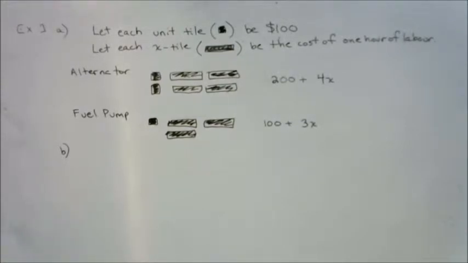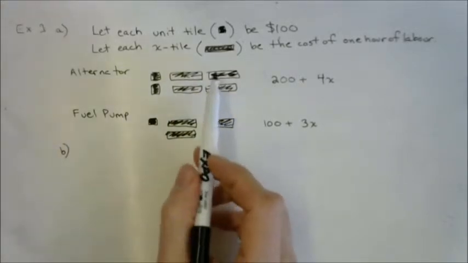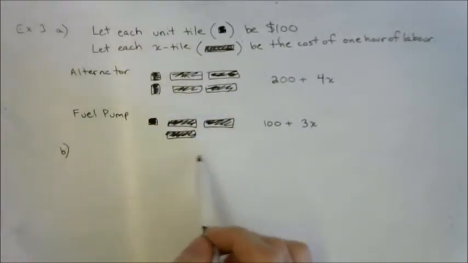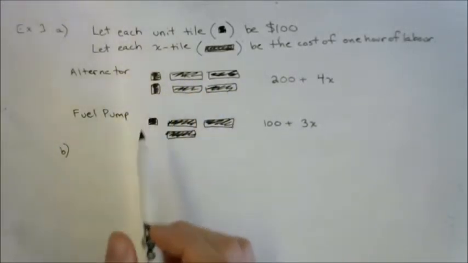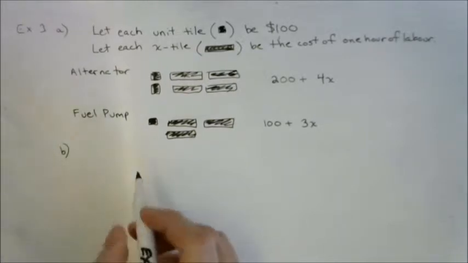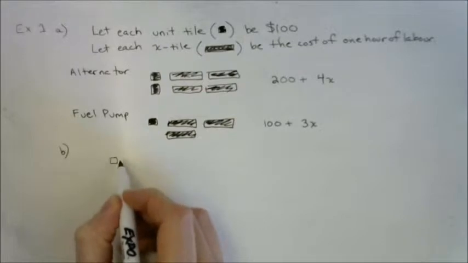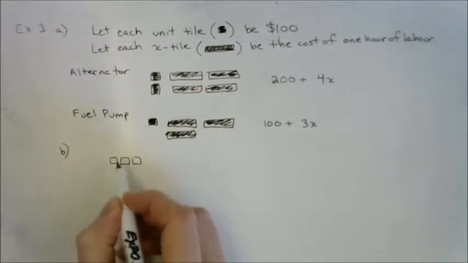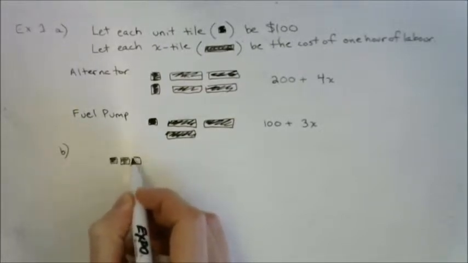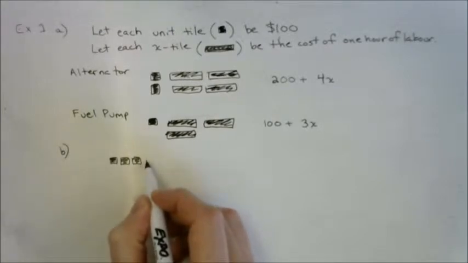Now this is when we're getting into the heart of what this lesson is about. We're kind of adding and subtracting. We're grouping like terms. So can I group these guys all together to represent the total cost of the repairs? Yeah, I could. So let's draw a picture that represents that. How many unit tiles will I have? 3. And how many x tiles? 7.